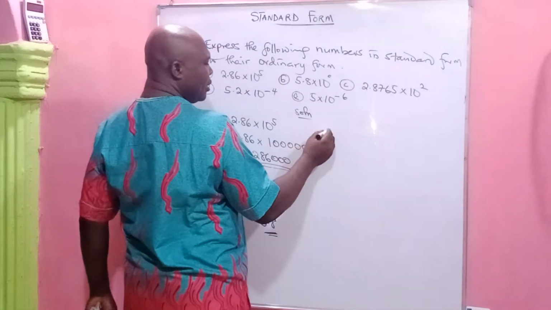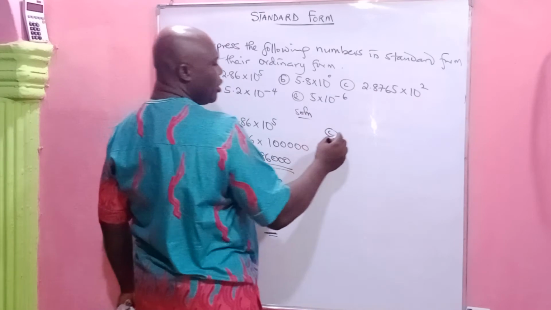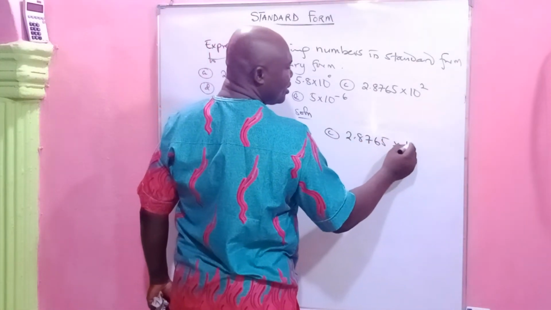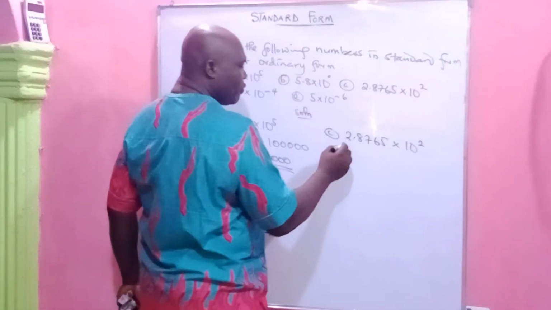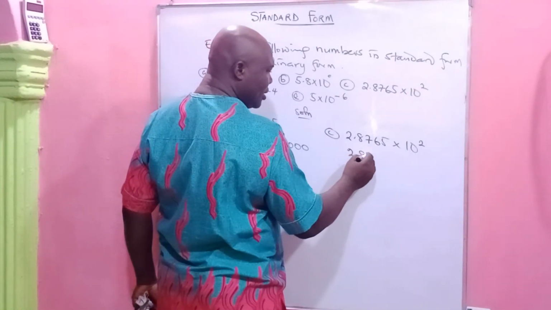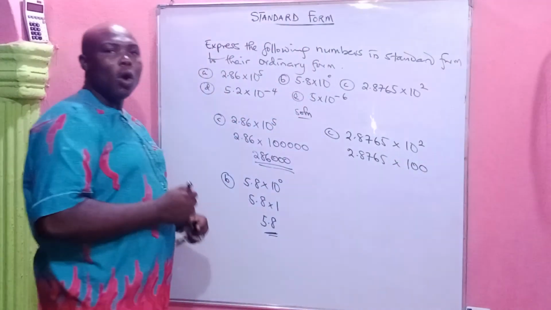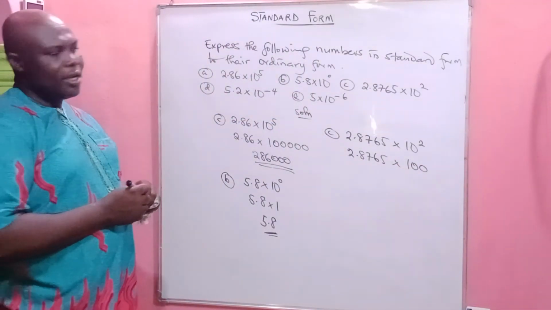So we are taking the C part. In the C part, we have 2.8765 times 10 raised to the power of 2, which of course is 2.8765 times 10 raised to the power of 2, which is 1 with 2 zeros. That's 100. Okay?